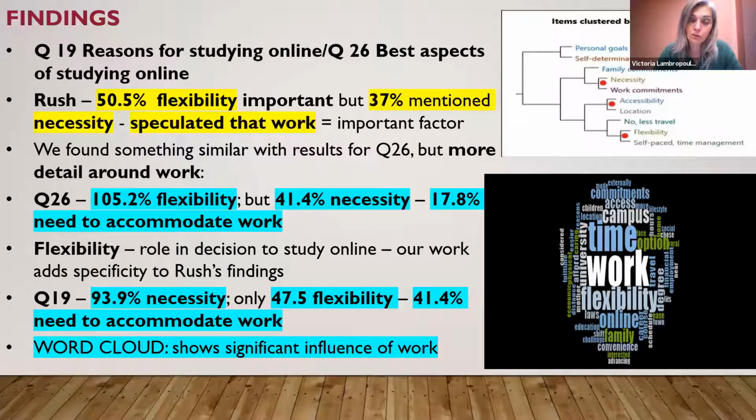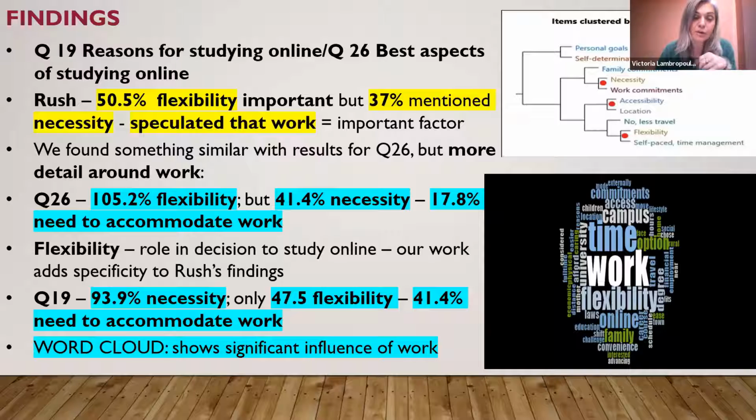We have two questions which I'll focus on in this slide. Question 26 is benchmarking Rush's question 3. In response to that, a similar question to Rush's study, 105.2% said flexibility. You'll wonder how we got to that figure, but in essence, some of the other questions also noted flexibility, so there were students that mentioned flexibility multiple times. That's why we got 105.2%. And 41.4% mentioned necessity. Those are the two big factors there.